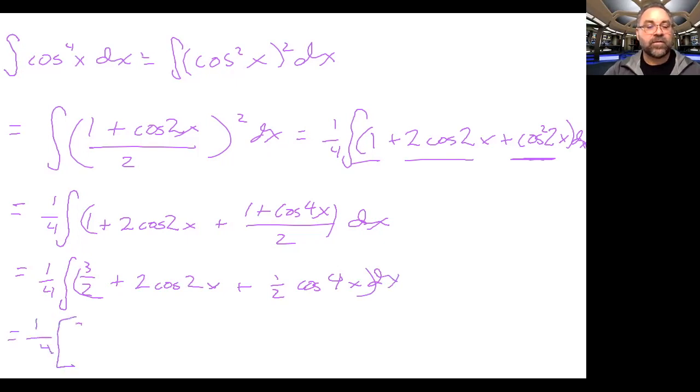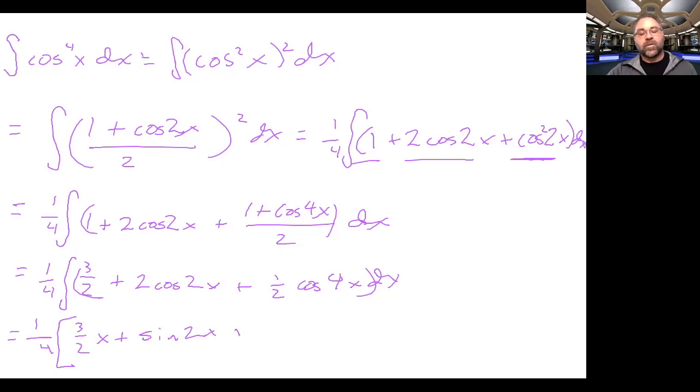We've got 3/2 x. 2 cosine 2x, right? That one's actually pretty easy to anti-derive as well. That's just the sine of 2x, because if you think about it, that 2 that was in front of the cosine would have made the u substitution work really well. This one here is a little bit more complicated, but I think you can see the u substitution that would have to happen, right?